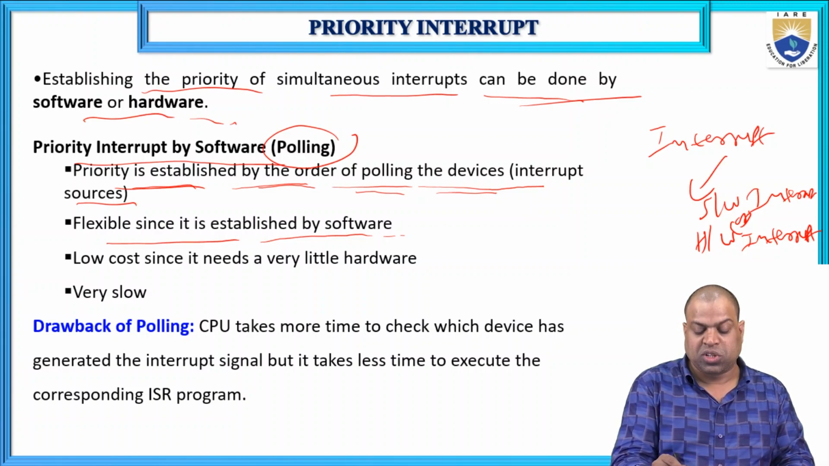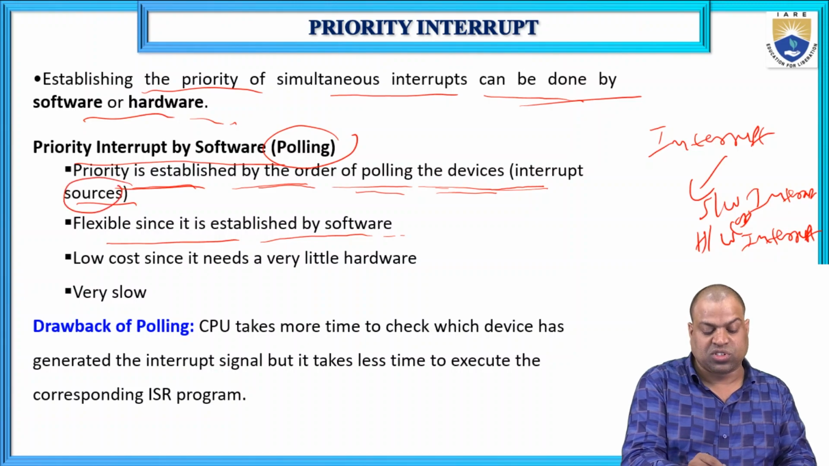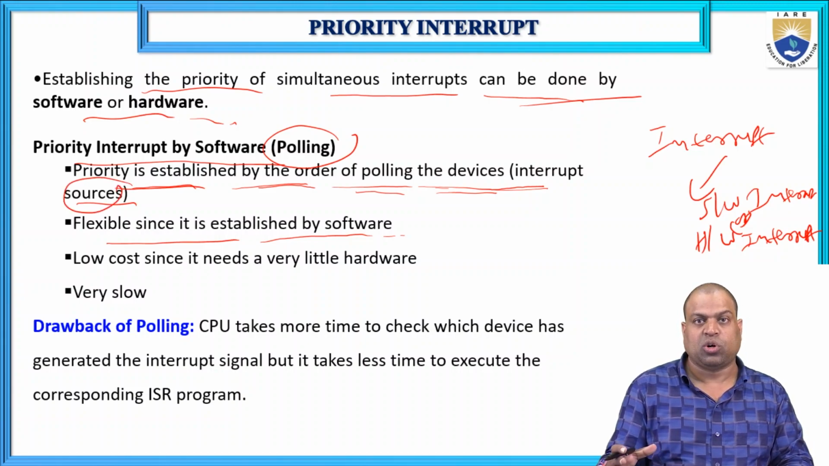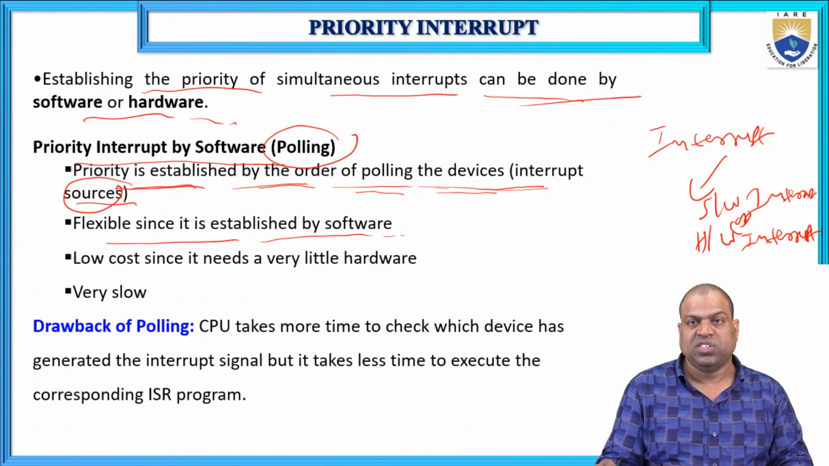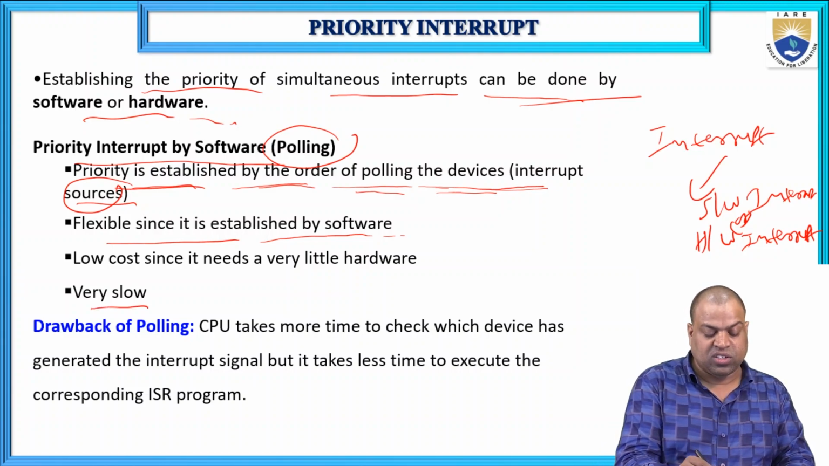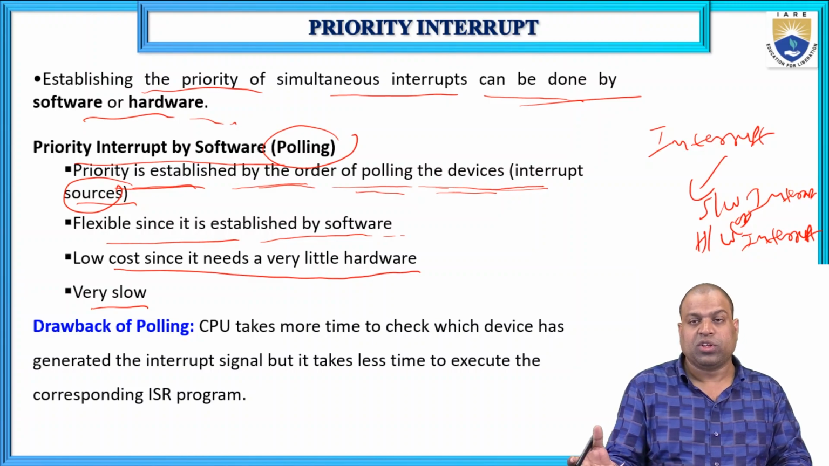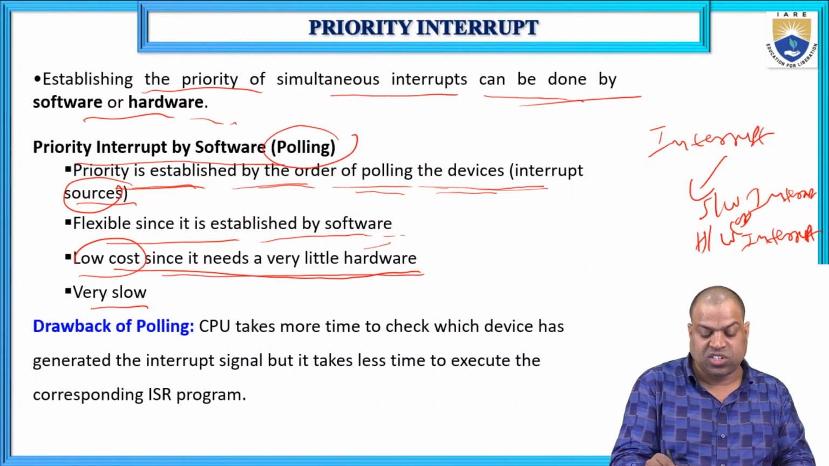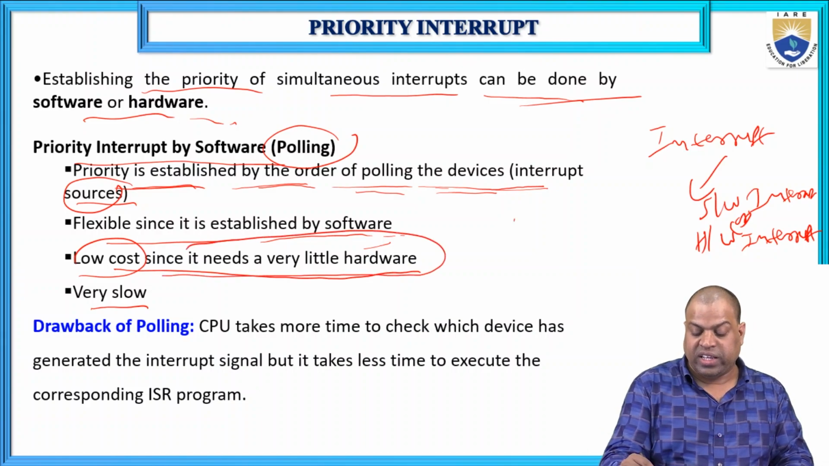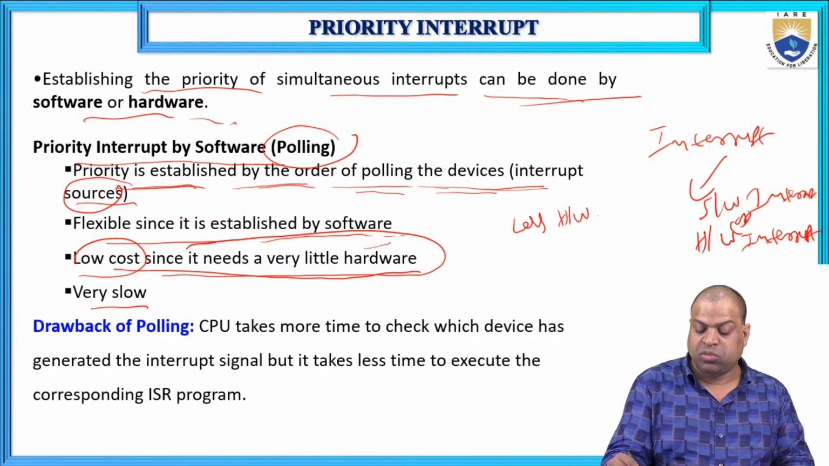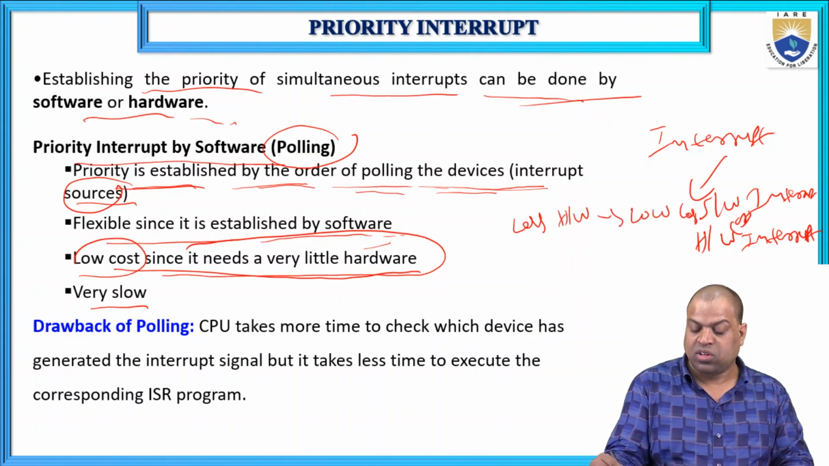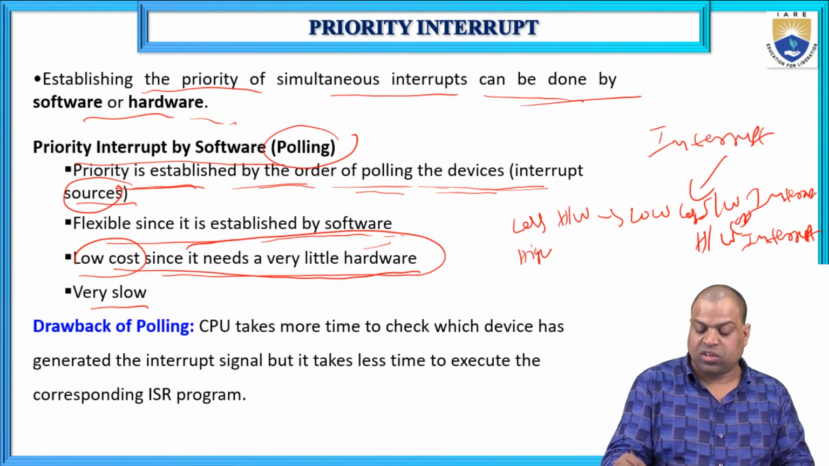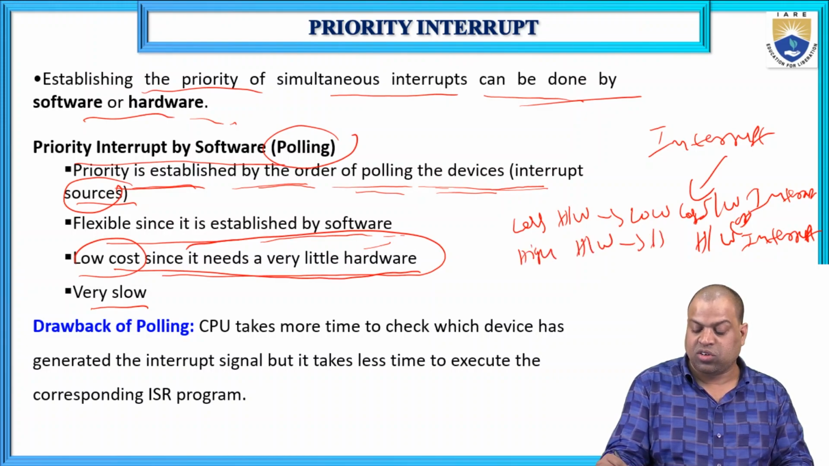This is established by the order of polling the devices, that is, the interrupt sources. So what are the interrupt sources to stop the software? It is flexible since it is established by software, and low cost since it needs very little hardware, and it is very slow. When I need less hardware, that means low cost. When I need high potential hardware, then it is a high cost.